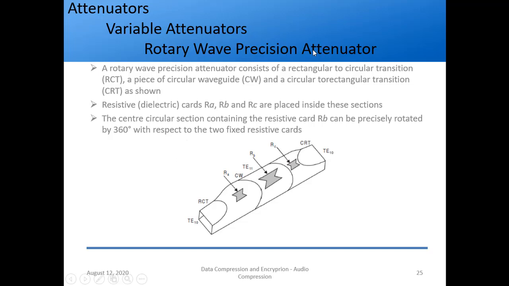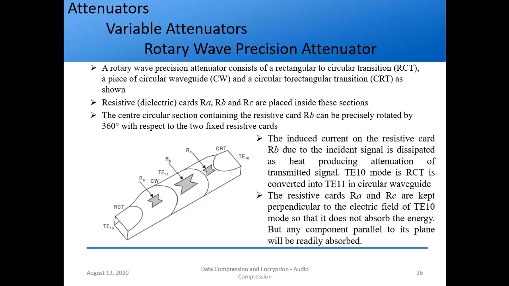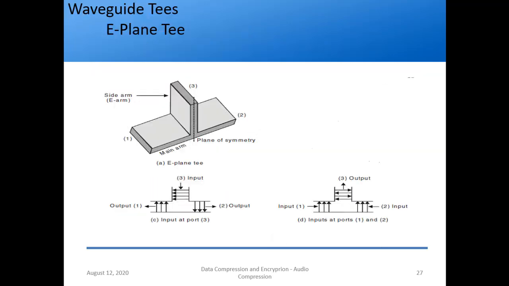Then the rotary vane precision attenuator. At the start I have a rectangular waveguide which transitions into a circular waveguide, and finally the circular waveguide again transitions into a rectangular waveguide. The dominant mode TE10 is passed, which gets converted to TE11 in the circular waveguide, and again TE10 in the rectangular waveguide. What is the function of these resistive cuts? They attenuate the signal when the electric field is parallel to the resistive cut, right? They are placed in such a way that attenuation takes place. So this was the working explained here.